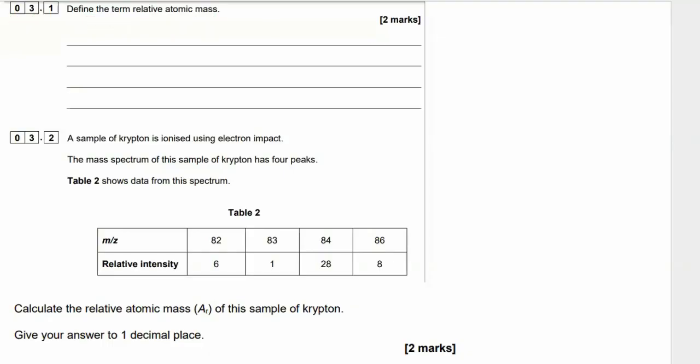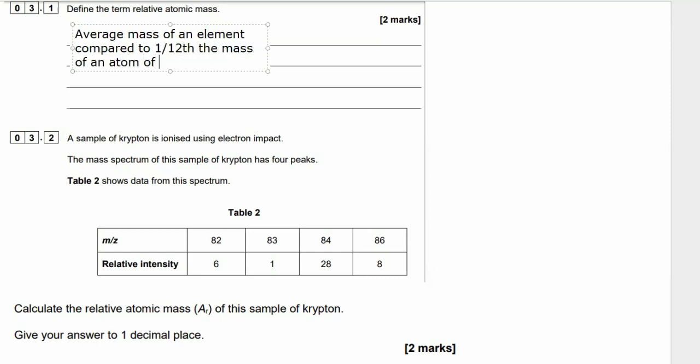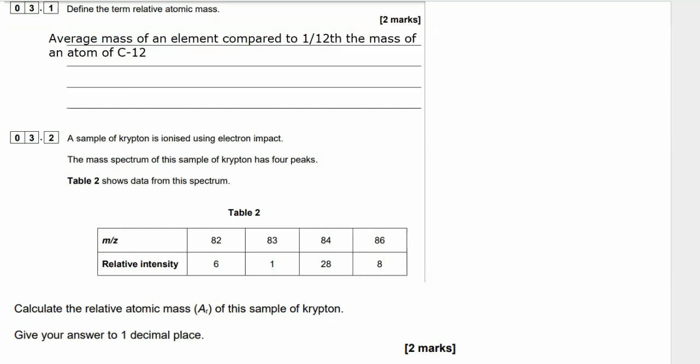Okay, question 3.1. Define the relative atomic mass. Average mass of an element compared to 1/12 the mass of an atom of carbon-12. And that's your best definition for the term relative atomic mass, or at least the easiest one to remember.